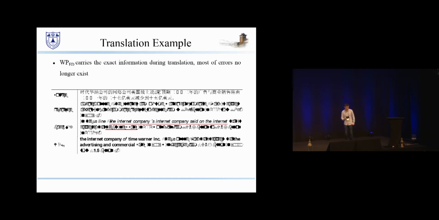The baseline model translates the internet company of Time Warner into the internet company said on the internet. The red underlined two parts are correctly translated by our model: the internet company of Time Warner and advertising and commerce.